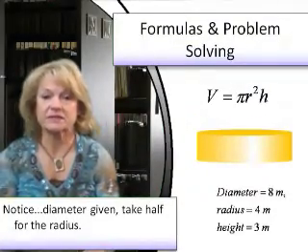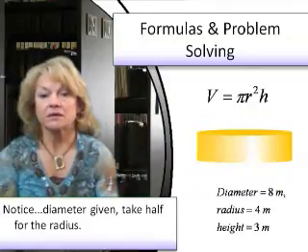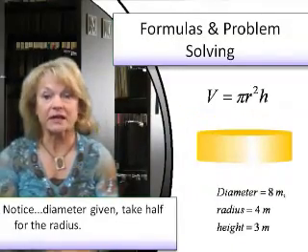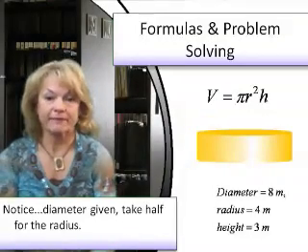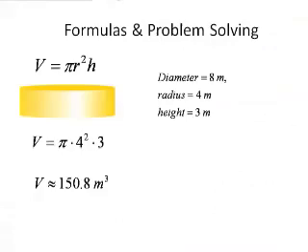It's the area of the base times the height. Be careful, since the diameter is given and the formula uses the radius. We take half of the diameter for the radius. Substituting in and multiplying for the volume, we get 150.8 cubic meters.